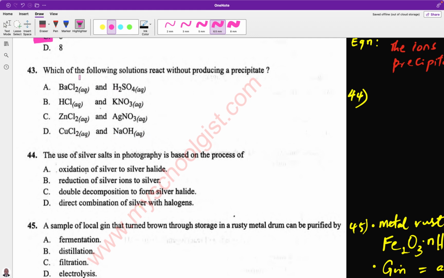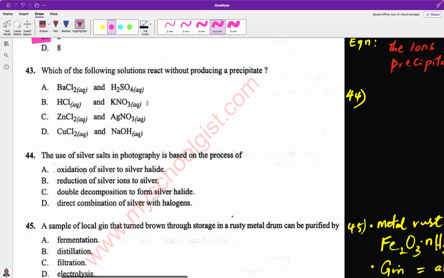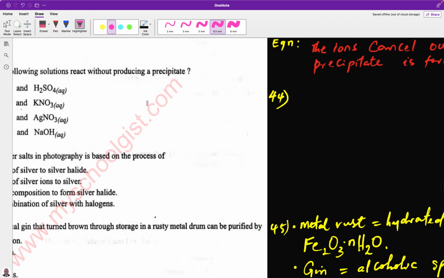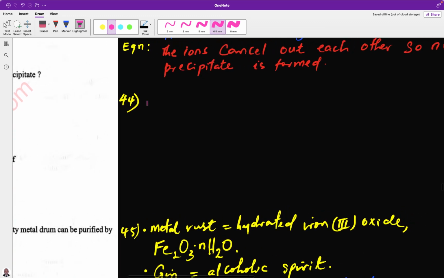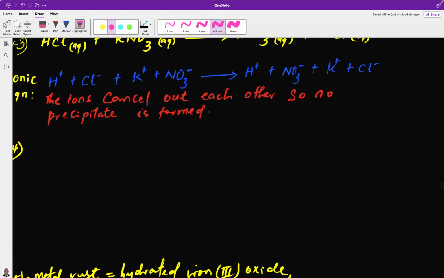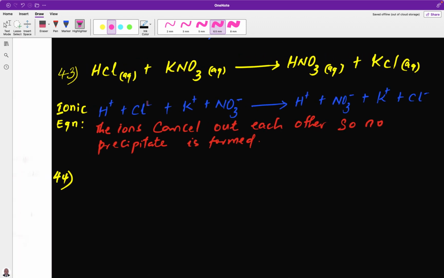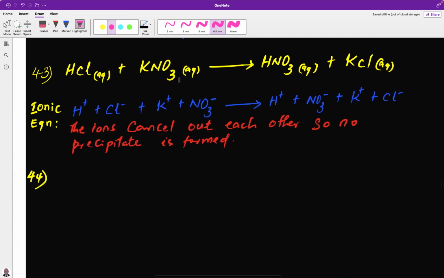But they are asking us which of the following solutions react without producing a precipitate. The only one that has an equal number of ions here is B. And when they react, there will be no precipitate formed in B. Let me show you how this works. In B, this is what will happen. In B, we have hydrogen chloride plus potassium nitrate, which will give us nitric acid and potassium chloride.